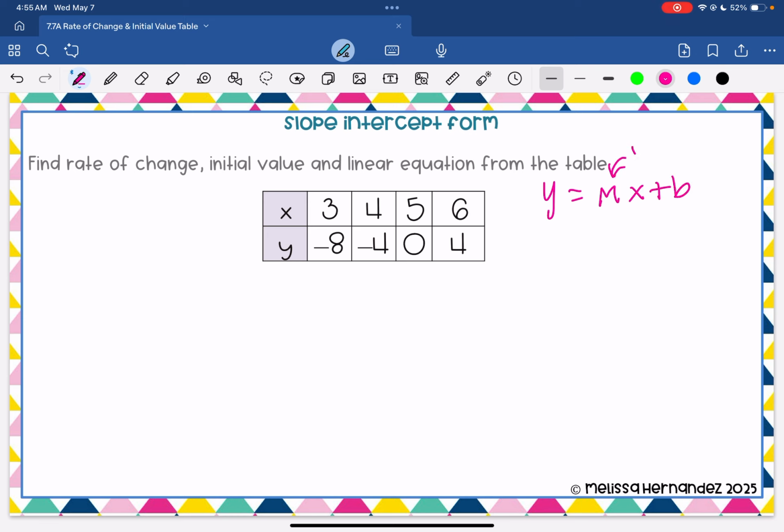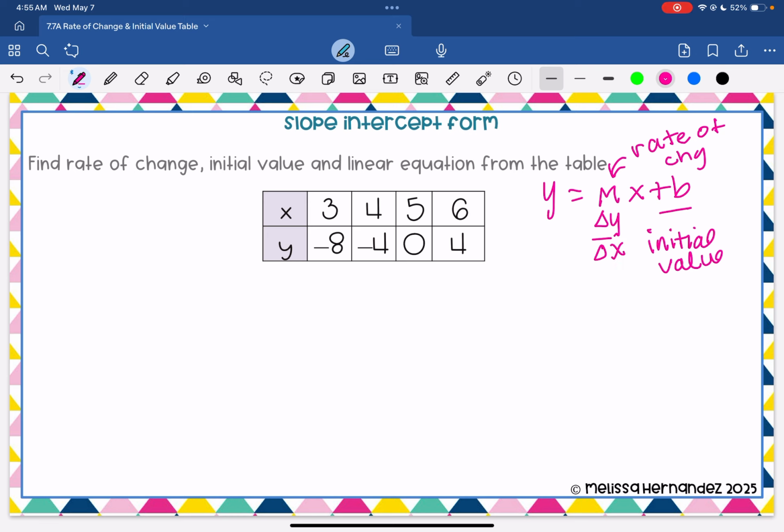M is the rate of change. And then b is your initial value. And remember, rate of change is change in y over change in x. So let me give you a real life example of that.